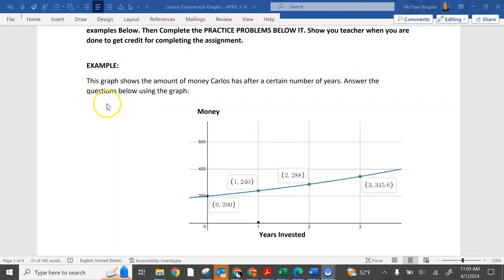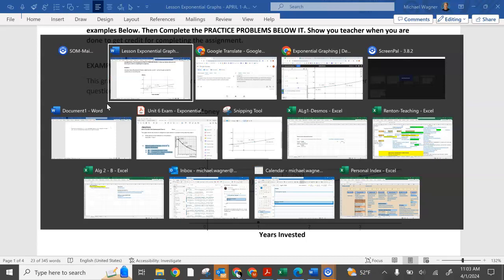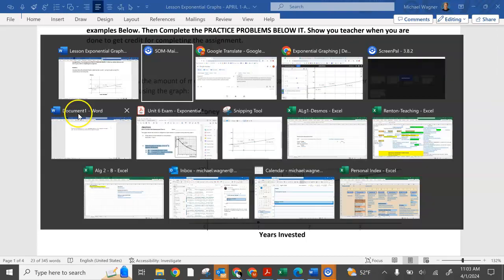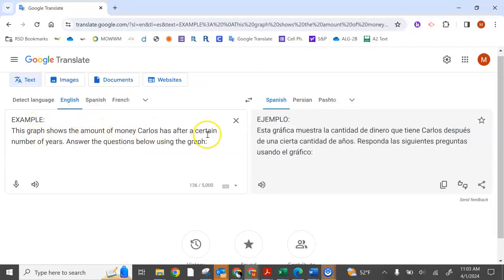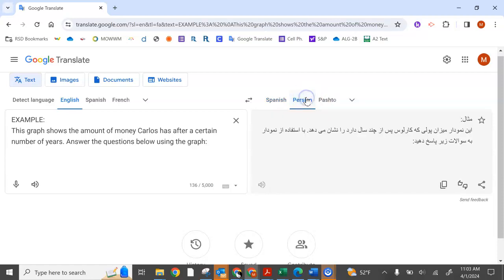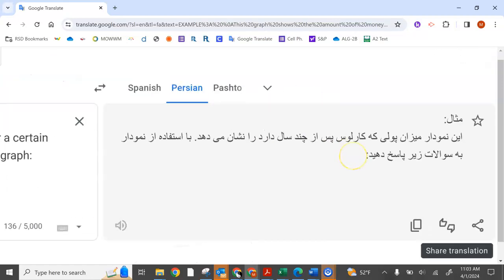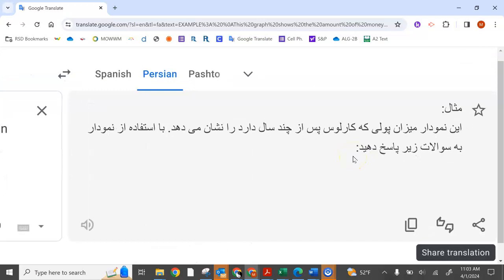Okay, here's the example, and I will translate it for you. It is right here. Okay, so this is Spanish. If you need to pause it, go ahead and pause it and read. Okay, here's Persian. Okay, you can pause it. Pashto.